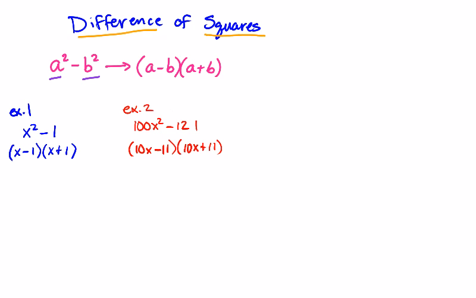The only other thing is if the order is a little different, that's okay. Maybe like 49 minus 16x squared. You can't change the order. I know a lot of people want to put the x squared first, but you would have to do a few extra steps. So it's best just to leave it this way for now, and in your mind square root 49, which is 7, and then square root 16x squared, which is 4x. So 7 minus 4x and 7 plus 4x.